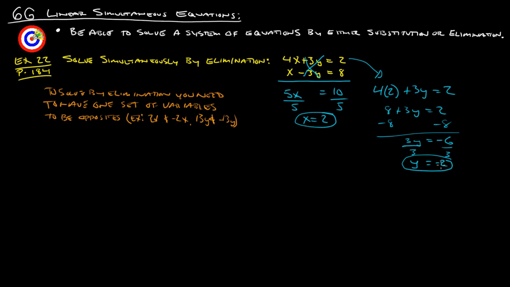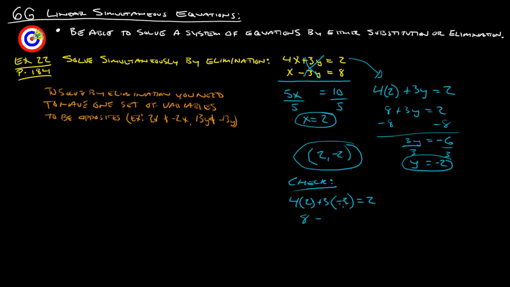Okay? So let's double check to make sure that we have the right answer. We'll plug those in, because again our answer ended up being 2 and negative 2. So 4 times x, which in this case is 2, plus 3 times y, which is negative 2, equals 2. So that's 8, and 3 times negative 2 is negative 6, equals 2. 8 minus 6 is 2.